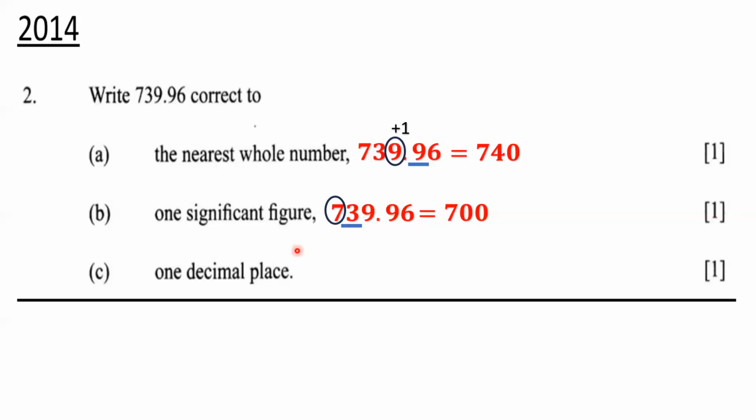Next, we want to write this number correct to one decimal place, which basically means that we have to circle the number that is in the tenths place. We have to circle the number that is in the tenths place.